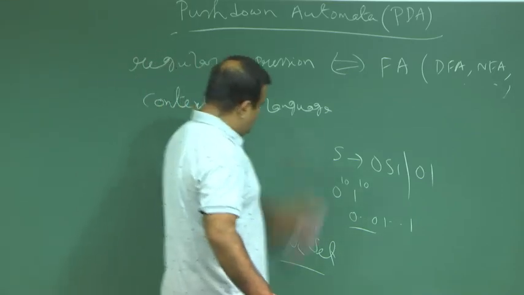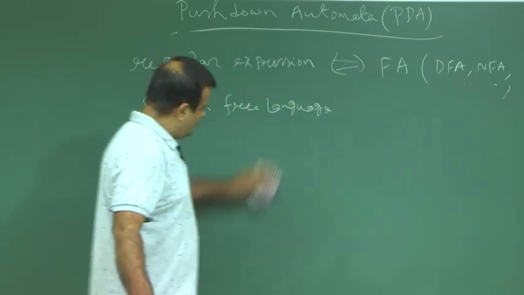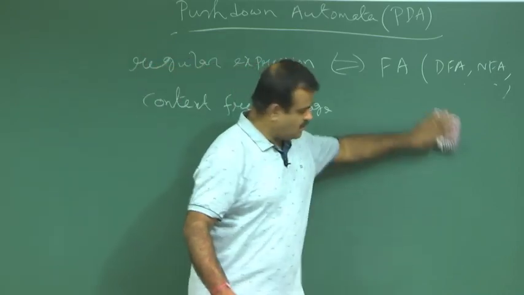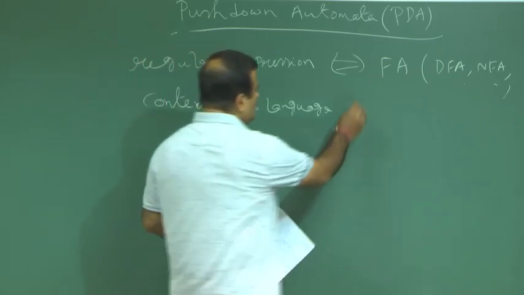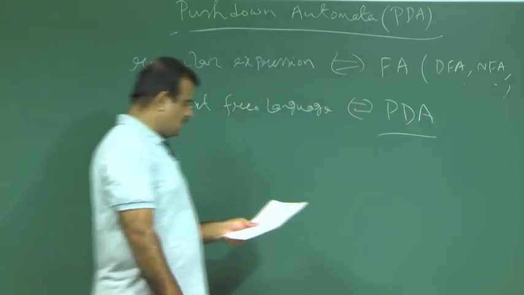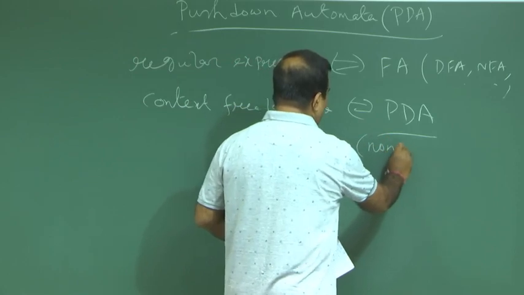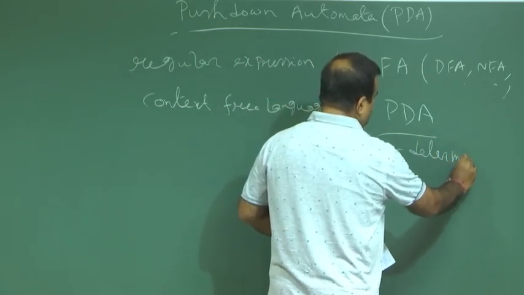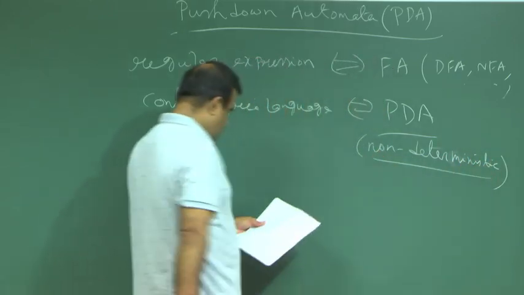So, that is the new automata which will have an extra stack in the definition. This will correspond to PDA or Pushdown Automata. Okay. And first we will learn the non-deterministic version of it. Then we will have a deterministic version of it.